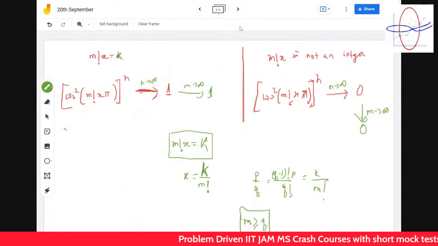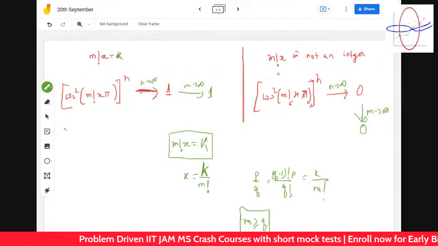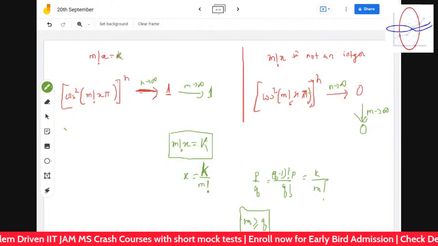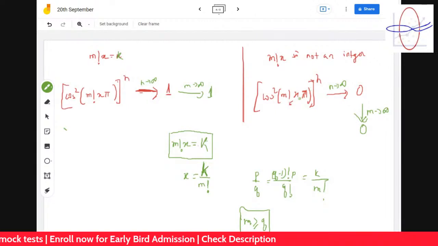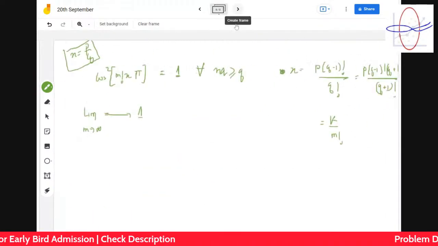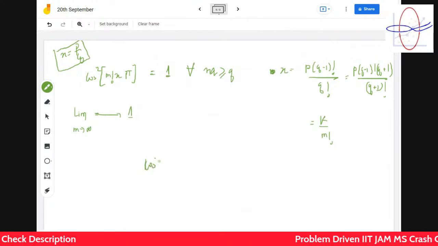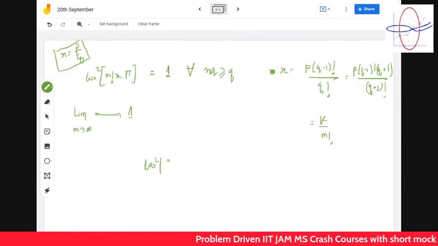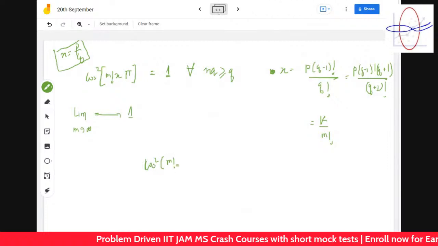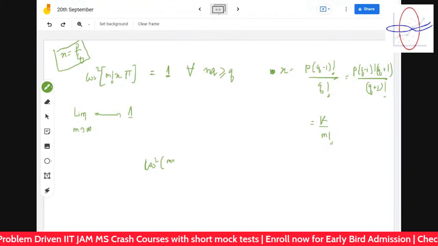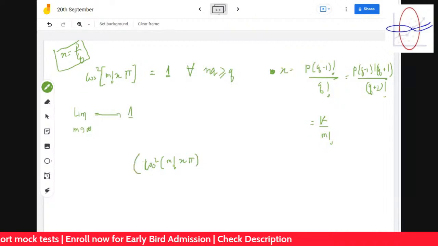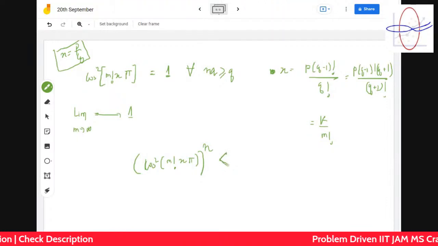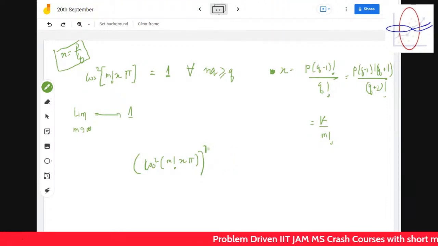If x is not p by q, that is, x is irrational, what will happen is the following: this will never be 1, and therefore it will always be less than 1. So we can use the inequality like this, that cos square m factorial x pi is always less than 1, and then take limit n tends to infinity.